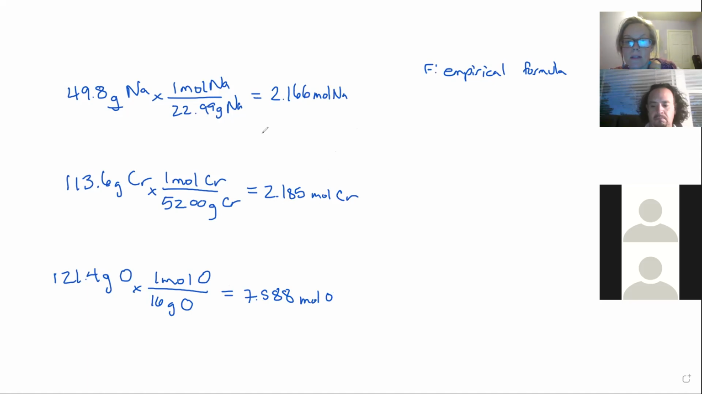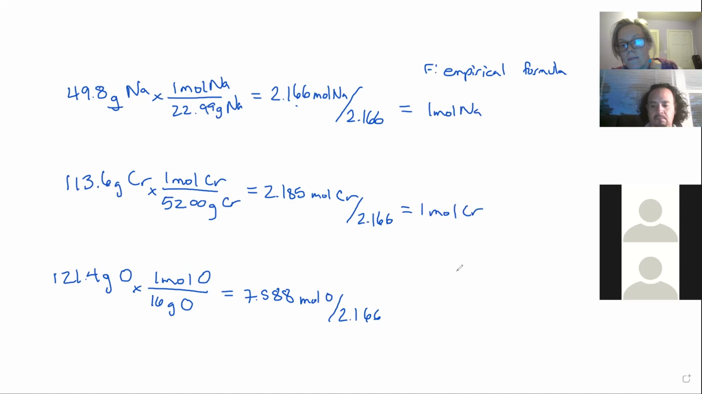Next step, divide by the smallest thing. So the smallest decimal here is this one. I'm just going to divide this by 2.166, divide this by 2.166, divide this by 2.166. So what I get is a value of 1 mole of sodium, 1 mole of chromium, and finally, 3.5 moles of oxygen. So the previous problems, we got whole numbers when we got to this step.